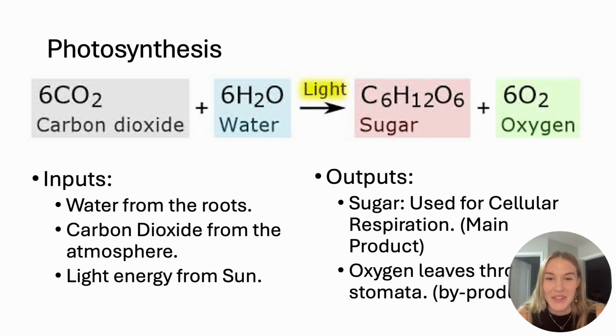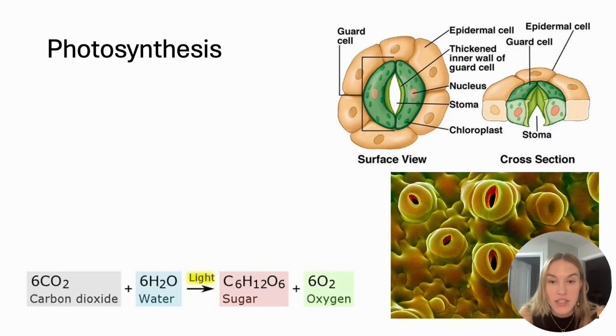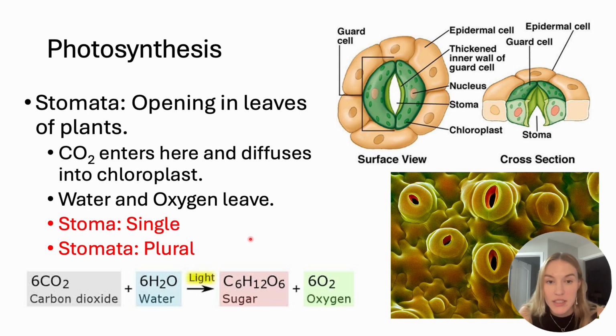So how do we actually get the CO2? Well, we said it was from the atmosphere, but specifically, how does it get into the cells? Because plants also have dermal tissue just like we do, and so that is going to prevent just anything from getting into the plant. And so they need to have specific openings that allow gases in and out.